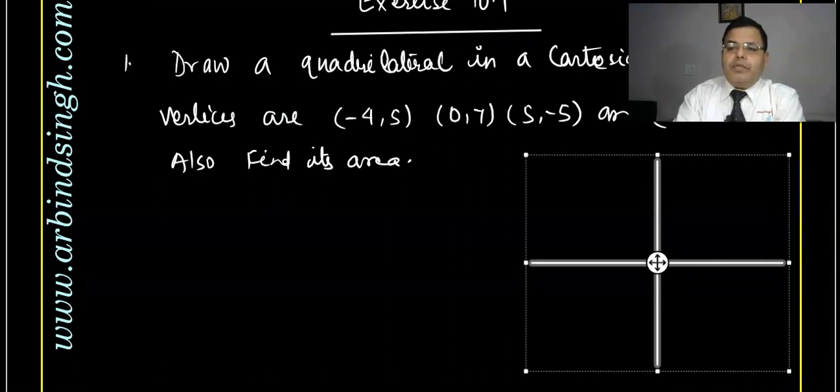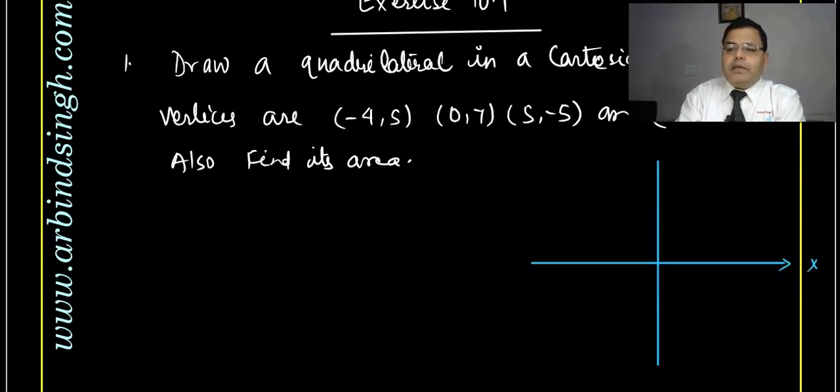So first of all, we will mark those points. Say this is the x-axis, this is x dash, this one is the y-axis, this one is y dash, and this is the origin. Now we have to mark the points. The first point is x minus 4 and y 5. x minus 4 on this side and y 5 above. So here is a point, (-4, 5).